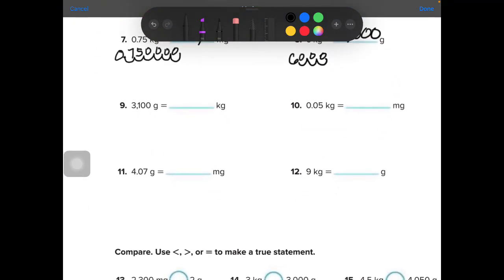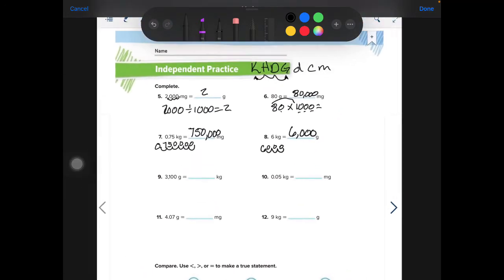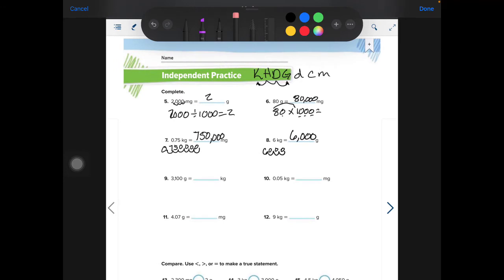Number 9, we have 3,100 grams, 2 kilograms. So again, using our King Henry. Whoops. So we have grams to kilograms. Grams to kilograms. 1, 2, 3. So we're going to go 1, 2, 3. 3.1 kilograms.